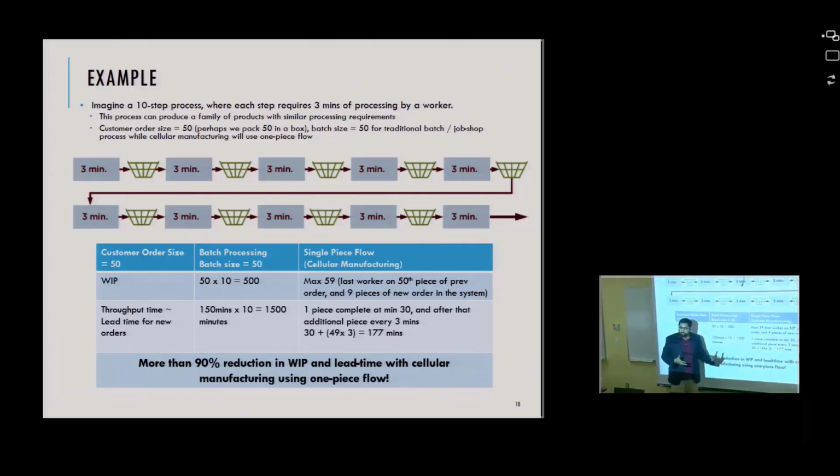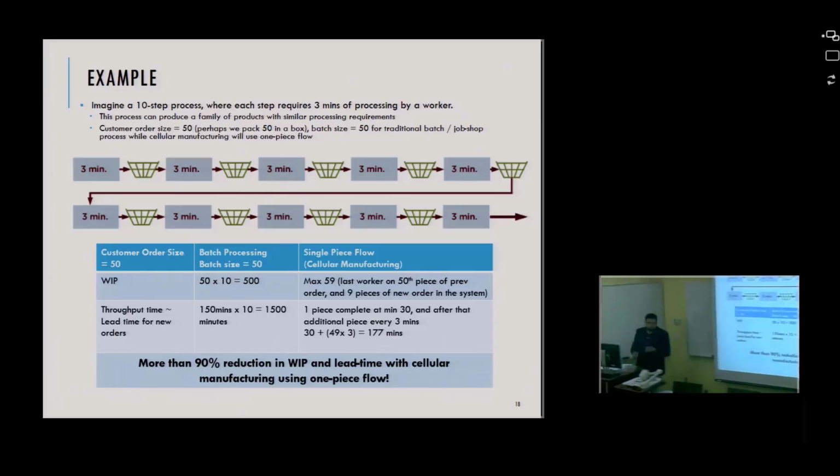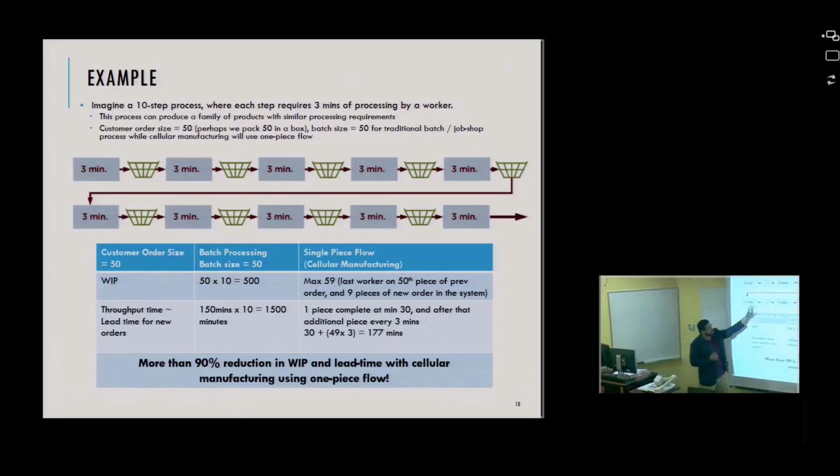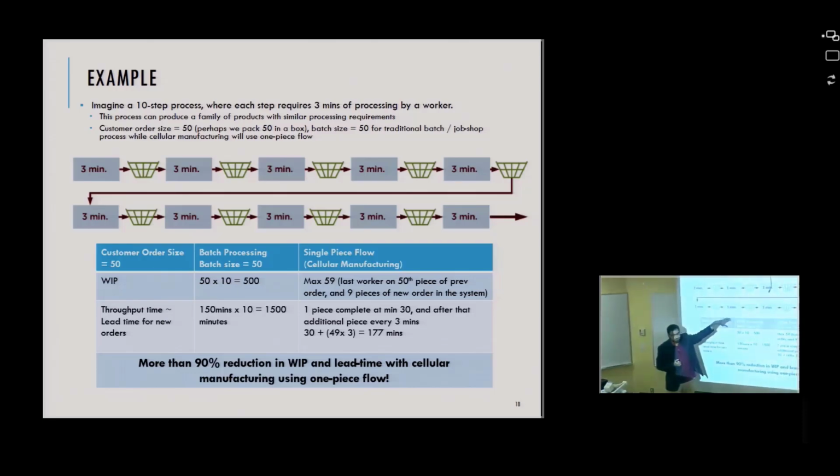If you make a cell, you don't need these carts anymore. If the 10 workers are right next to each other, you can just pass 1 piece to the next, right? Or have a conveyor. So then you go to 1 piece flow in a cell. So when you go to 1 piece flow, you only have 9 pieces the workers are working on, and then the last worker is working on the 10th piece. So you'll often have WIP of 10.